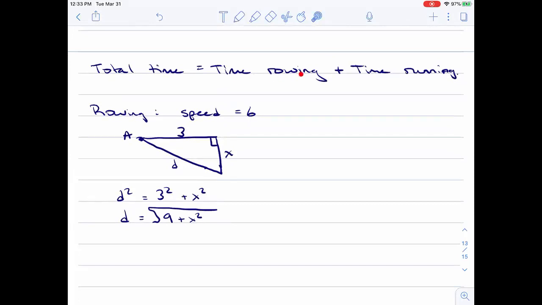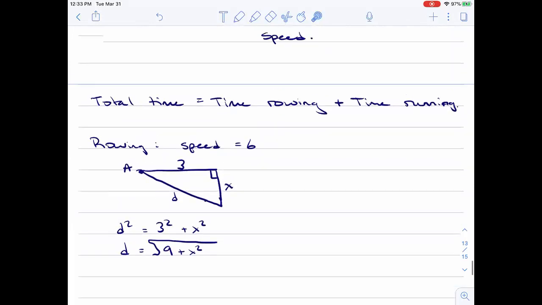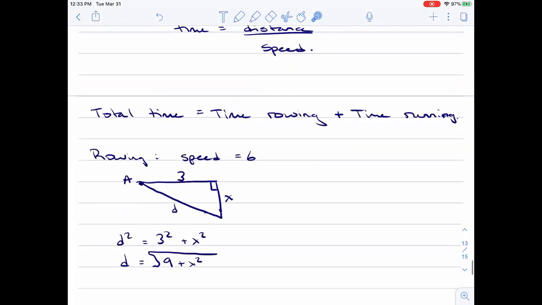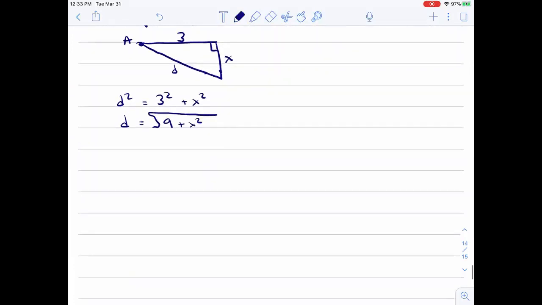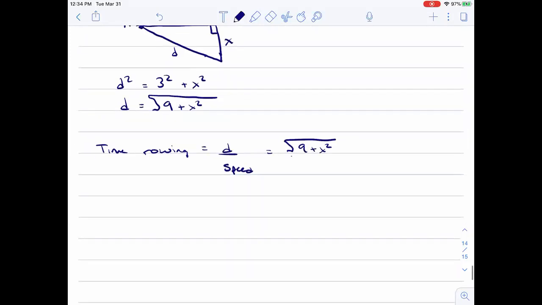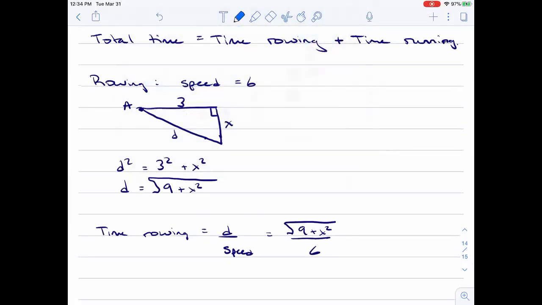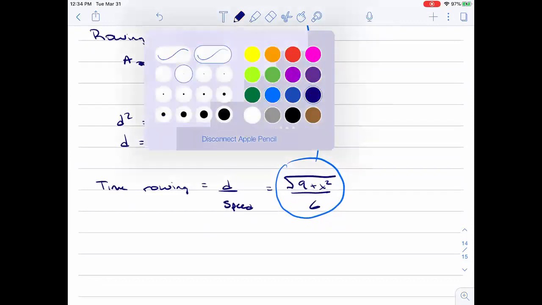Okay. The time spent rowing, so this is the distance that I'm rowing, but remembering that time is distance over the speed, well, I've got the speed here. So the time rowing is d over the speed, which is the square root of 9 plus x squared over 6. We do the same thing for the running.